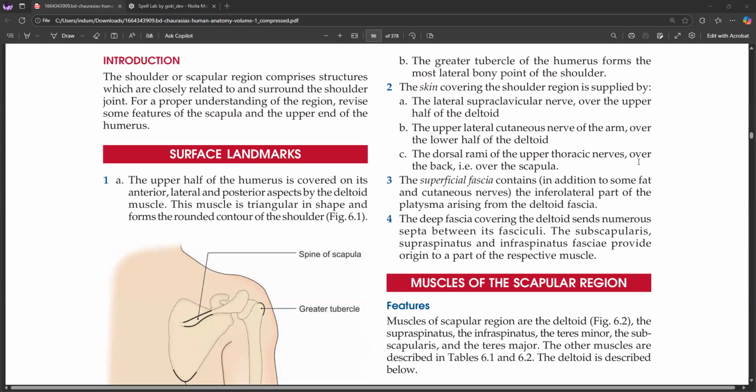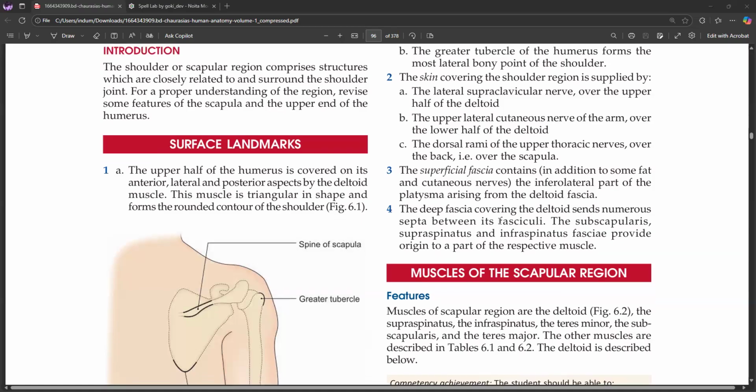Number 2. The skin covering the shoulder region is supplied by A. The lateral supraclavicular nerve over the upper half of the deltoid. B. The upper lateral cutaneous nerve of the arm over the lower half of the deltoid. C. The dorsal rami of the upper thoracic nerves over the back, that is, over the scapula.